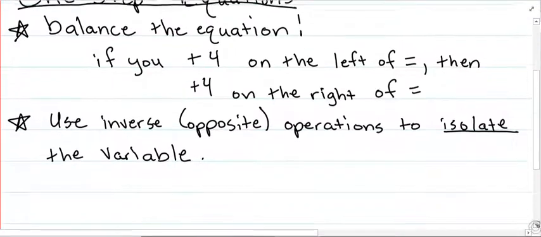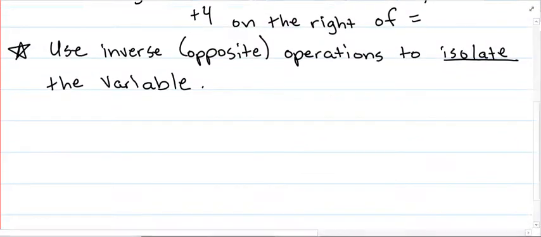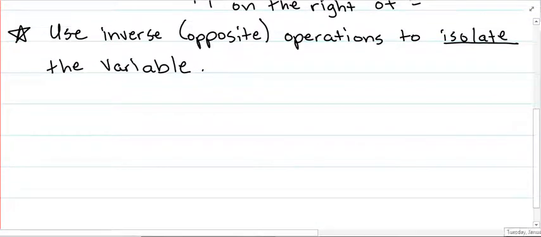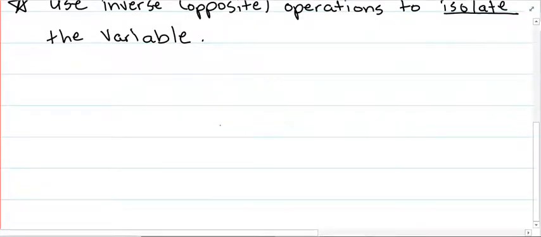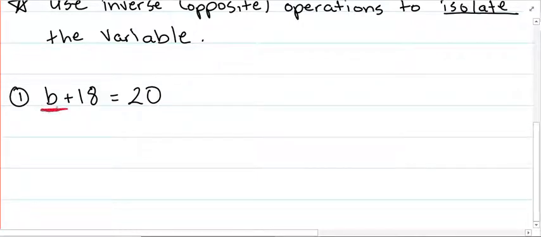Now this should be a review for you, but we want to get in the habit with simple problems of showing all of our steps so that it's easy, and we're in the habit of showing our understanding in more complicated problems. So the first problem that we're going to work through is B plus 18 equals 20. I want to isolate the variable. That means I want to get B by itself on this left side of the equal sign.